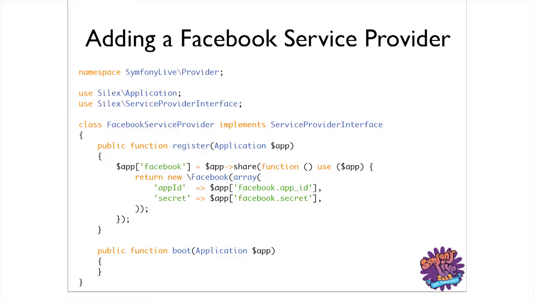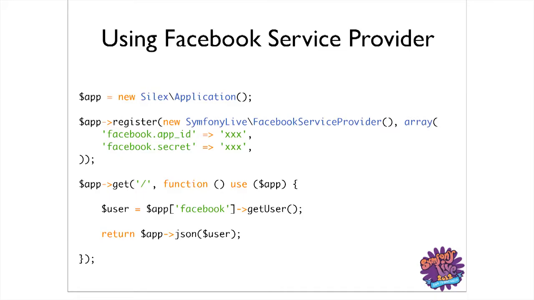So in order to do this, we actually have to create a service provider. A service provider is a lightweight wrapper that shows Silex how to register your service with the service container. In this case, we're just going to create a class Facebook service provider that implements the service provider interface. The service provider interface simply implements the register method. In this case, you can call app Facebook, app share, return new Facebook. So if I want to do this one time in my project, I can simply do this at the top and register the Facebook service directly with the container.